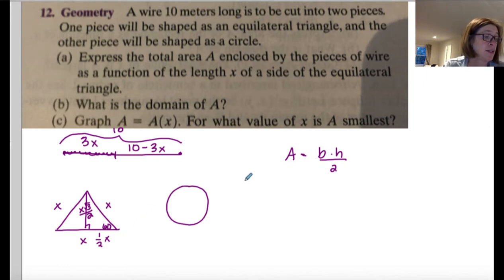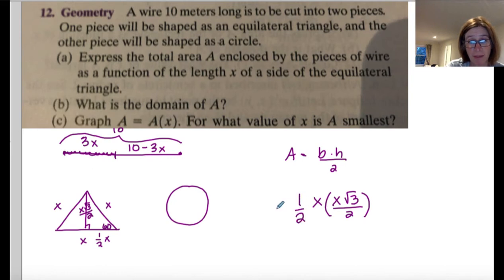Okay, so now we've got to get the area. We have our base of x, and our height of x root 3 over 2. Dividing by 2 is the same thing as multiplying by 1/2, so I'm going to multiply that by 1/2 because I think it's a little bit easier. That gives me x squared root 3 over 4, and that actually is a formula for the area of an equilateral triangle. So that's the area of the equilateral triangle.